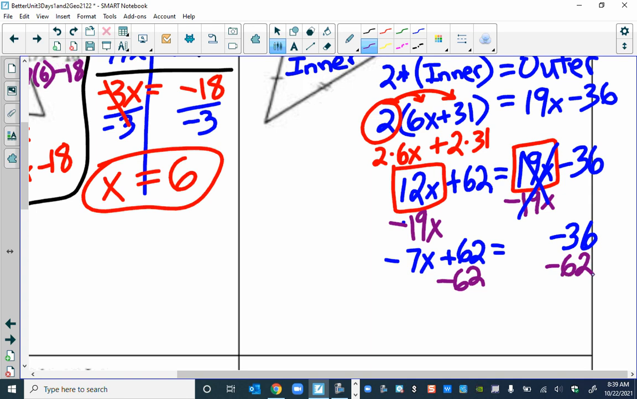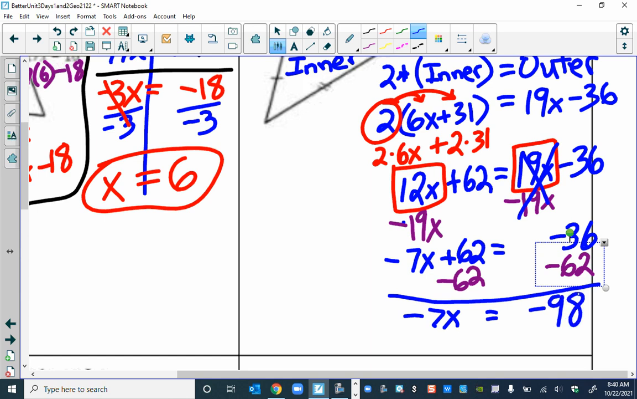So it's negative 36 minus 62. Now, be careful with your signs. Since they're both negatives, it's basically you're going to the store. You're buying something for $36. You're going to buy something else for $62. So you're going to be paying overall. How much are you going to be paying overall? 98. You have negative 7x equals negative 98. Basically, you owe some money, now you owe more money. That's the overall total you owe.